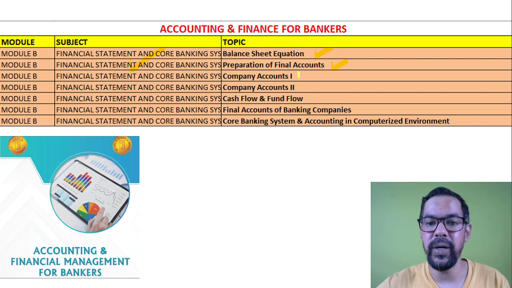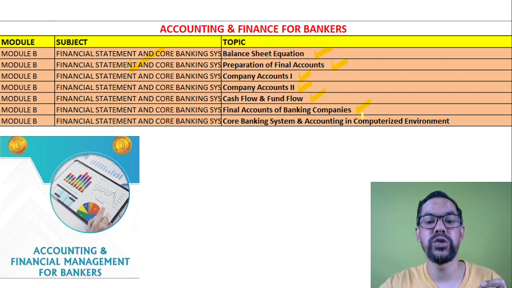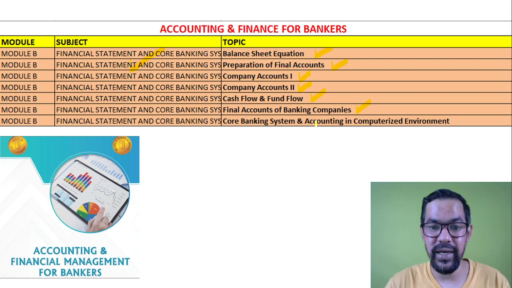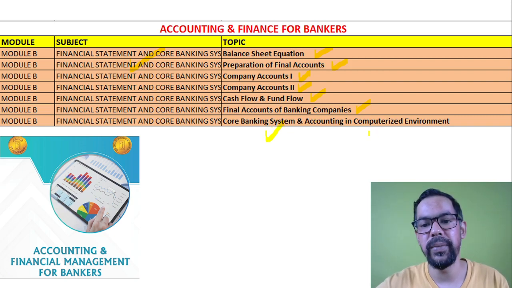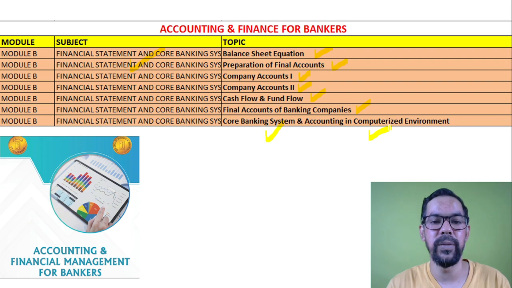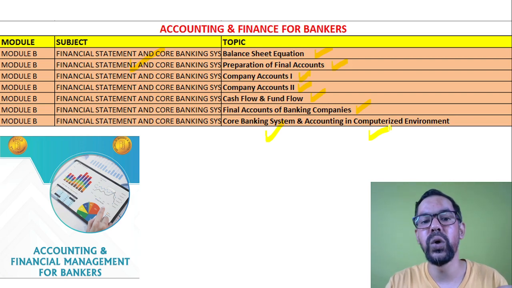Then we have company account 1 and company account 2, as I mentioned earlier, cash flow and fund flow of any company, and final accounts of banking companies as well. This is similar to the preparation of final accounts, but here you will find banking related entries. Then core banking system, that is CBS, and a computerized environment like Tally and other software. You need the basic knowledge of these components. So module B is financial statement and core banking system.